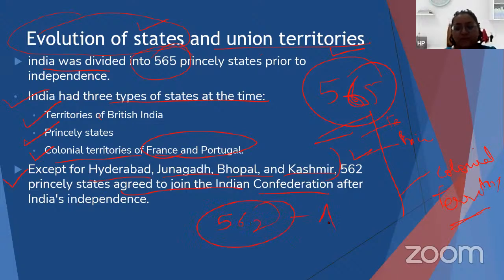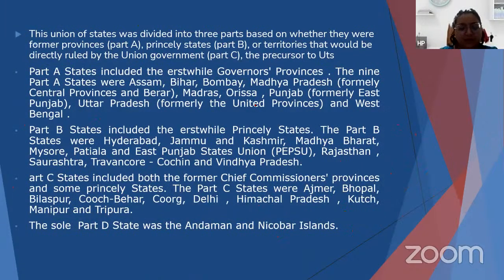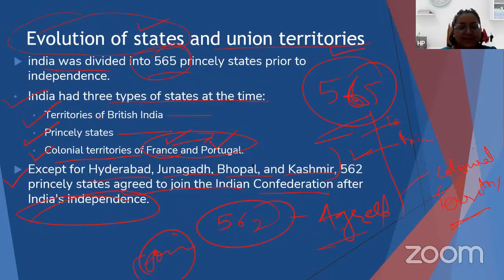562 agreed to join what? The Indian Confederation. This is about after independence. What was there before independence? There were 565 princely states. And apart from that, we divided them into 3 points: the territories of British India, princely states, and the colonies of French and Portugal. But then what happened? After independence, 562 joined out of these 565.